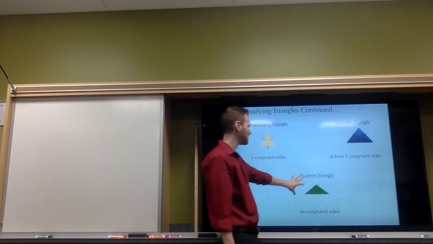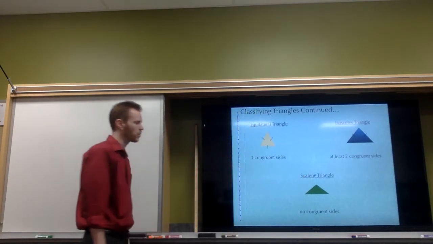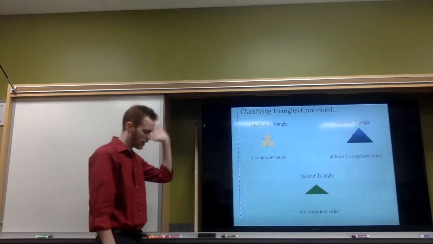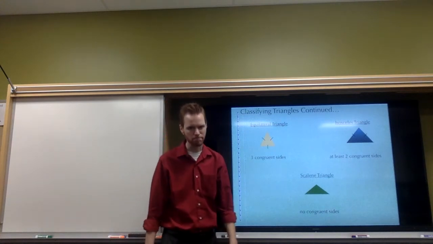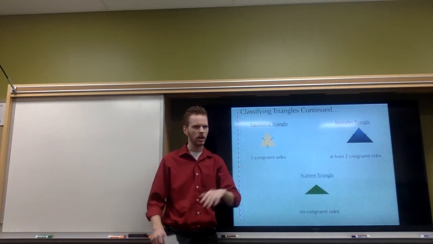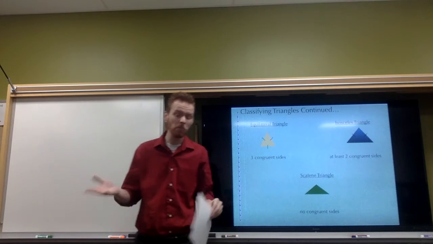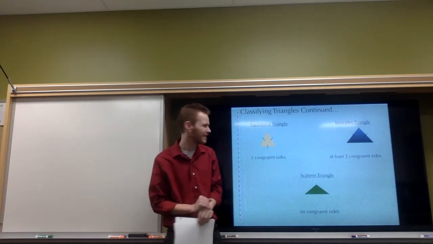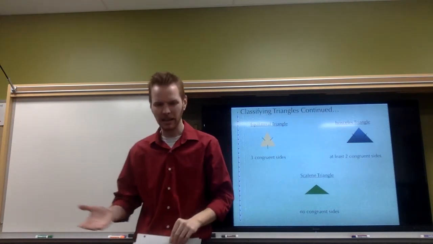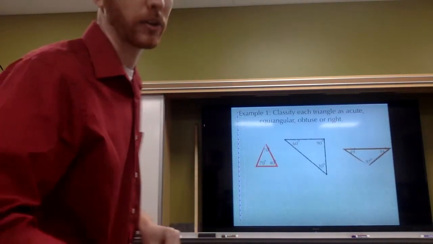And then the last one would be a scalene triangle. That has no congruent sides whatsoever. All the sides have some sort of different measurement. Okay, so that's a review of what I would hope you have heard up to this point, just classifying it by its sides and its angles.